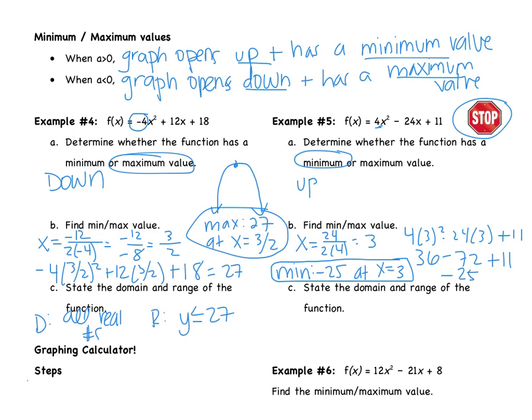Lastly, for domain and range. Your domain, again, should have been all real numbers. There are no restrictions on x in a quadratic function. x can be whatever it wants. Okay, your range, hopefully you thought about this and didn't just look at the previous example. I have a minimum, which means my graph is opening up, so y is getting bigger. So y is going to be greater than or equal to negative 25 in this case.